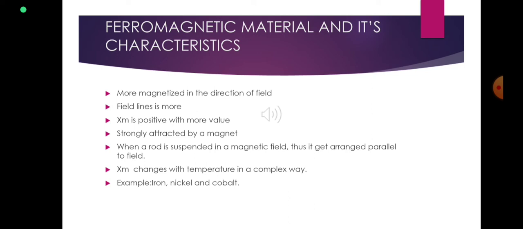Another one, strongly attracted by a magnet. When we place a rod made up of ferromagnetic material inside the magnetic field lines, it arranges itself in a parallel way. Here chi-m changes with temperature, but in a complex way.